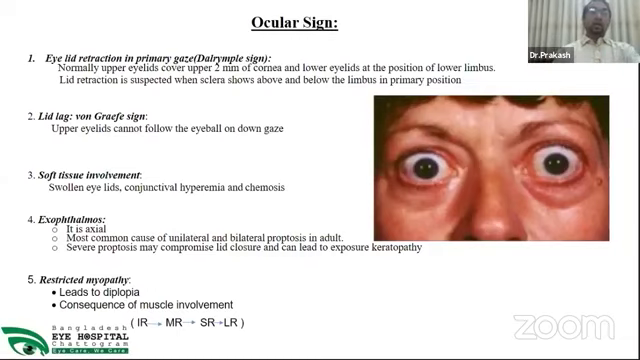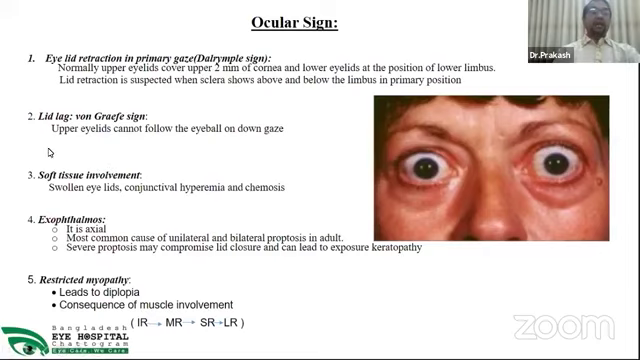The common ocular sign is eyelid retraction in the primary gaze. What is primary gaze? A straight-ahead position. And that is called Dalrymple's sign. Normally, we know the upper eyelid covers the upper 2 mm of the cornea, and the lower eyelid is at the level of the lower limbus. When there is lid retraction, the sclera above the limbus and below the limbus will be visible, and that is called lid retraction.